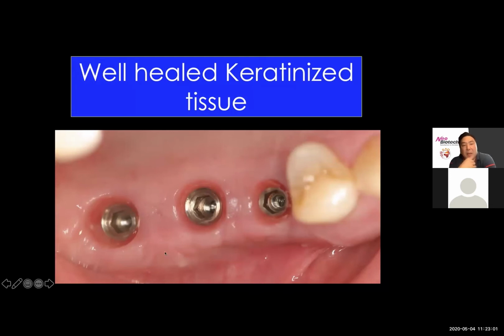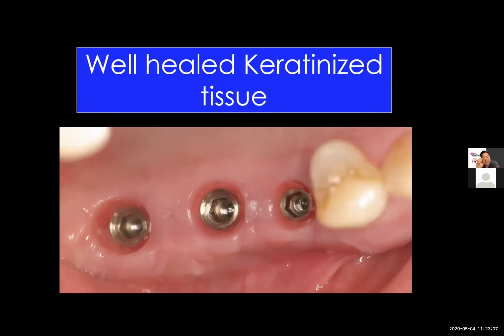But look at the healthy keratinized tissue that we're able to achieve. And we can do this predictably by understanding the biology, by understanding the anatomy. Where do we have the mucosa? Where do we have the keratinized tissue? By making our incision more towards either the palatal or lingual and being able to bring that tissue over to the facial, that will ensure that we have a guaranteed band of connective tissue that's going to surround and support those implants.